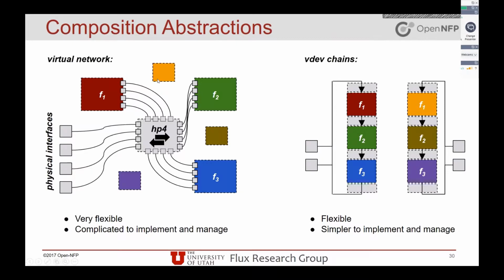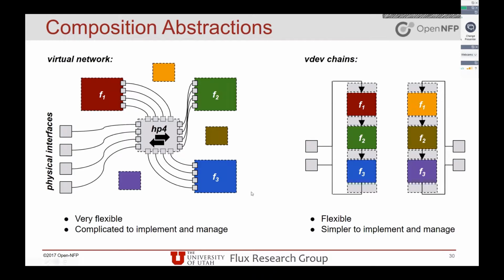And with this composition support, we can support several composition abstractions. These are two possibilities. On the left, you could have a full-up virtual network within Hyper4. So we have several virtual devices defined, and conceptually speaking, they're all wired up to this virtual networking subsystem within Hyper4. Traffic comes in over a physical interface, it gets sent to whichever is the appropriate virtual device to start with, and then whenever that one is finished, it could potentially send the traffic on to any other virtual device that's connected here. And this is very flexible.